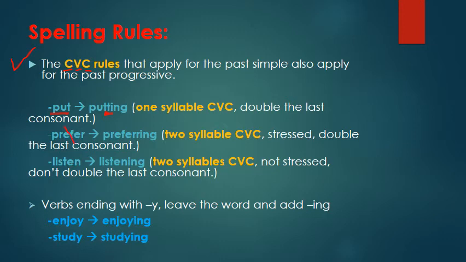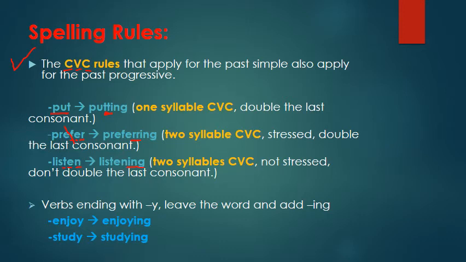Prefer, it's 2 syllables that end with consonant, vowel, and consonant. And the next syllable is stressed. Okay, prefer. I double the R. I double the last consonant. Listen. It's 2 syllables. It ends with consonant, vowel, consonant. However, listen. It's not stressed. Okay. Travel. Listen. I just add ing. I do not double the last consonant.